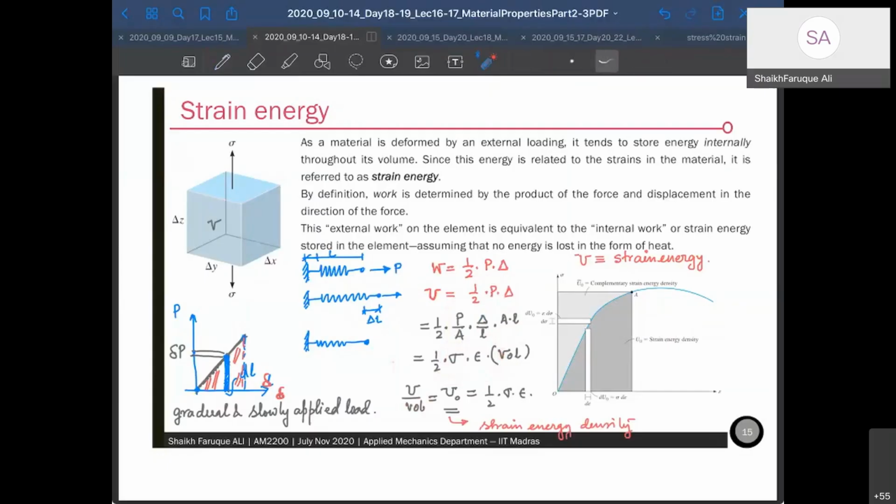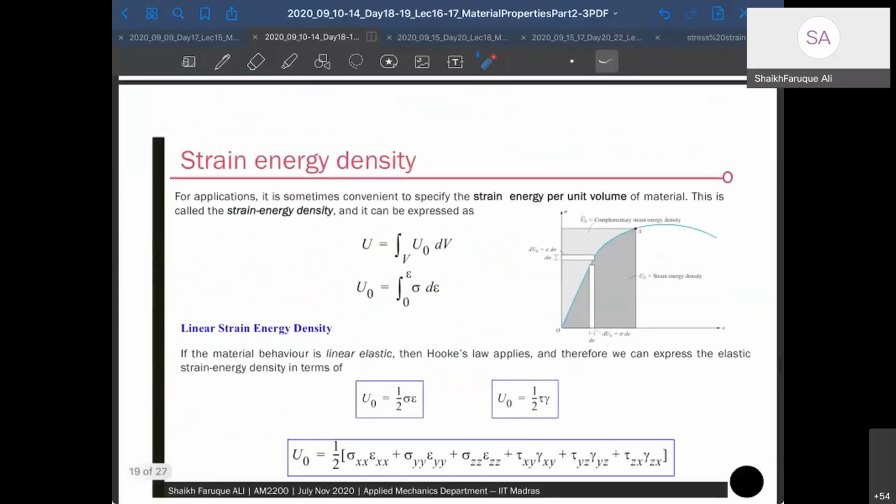It's a property of the material: stress and strain. So half into sigma into epsilon. Strain energy density is half into sigma into epsilon, half into stress into strain. Now we have got the strain energy density.